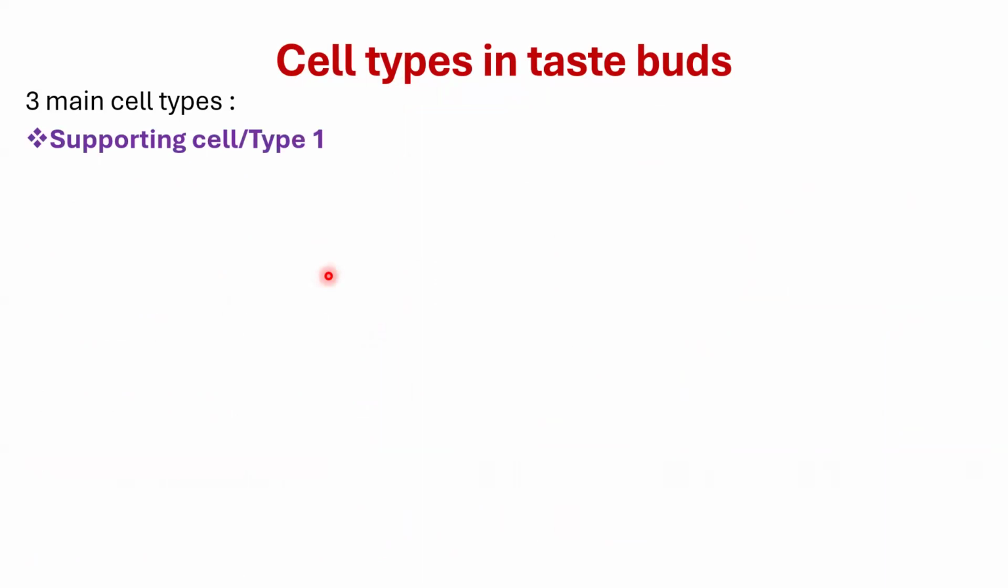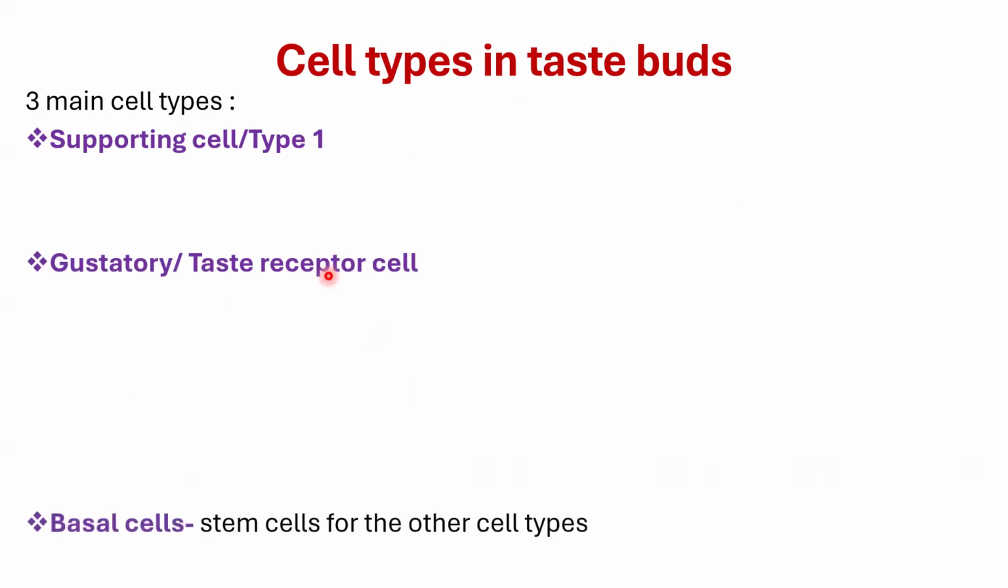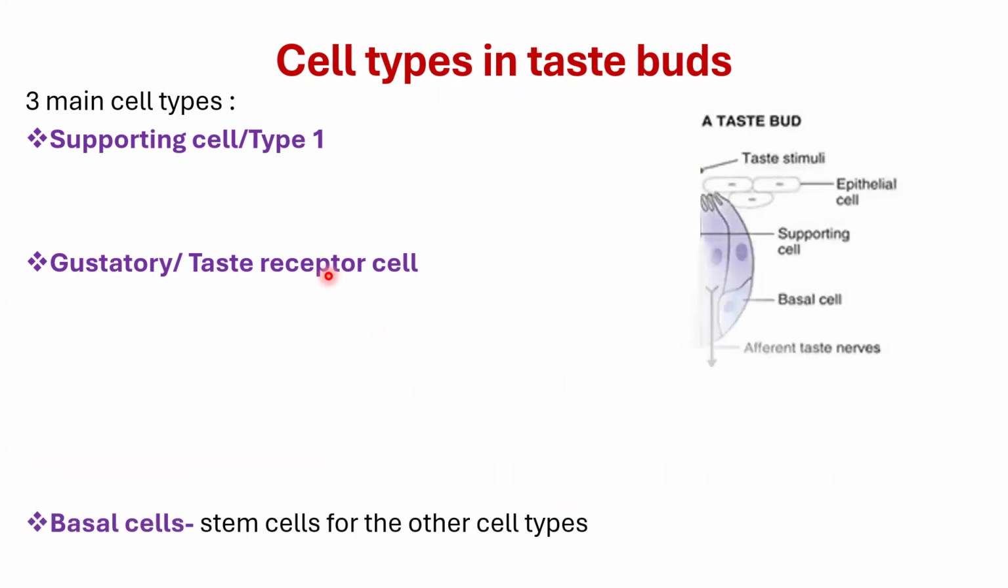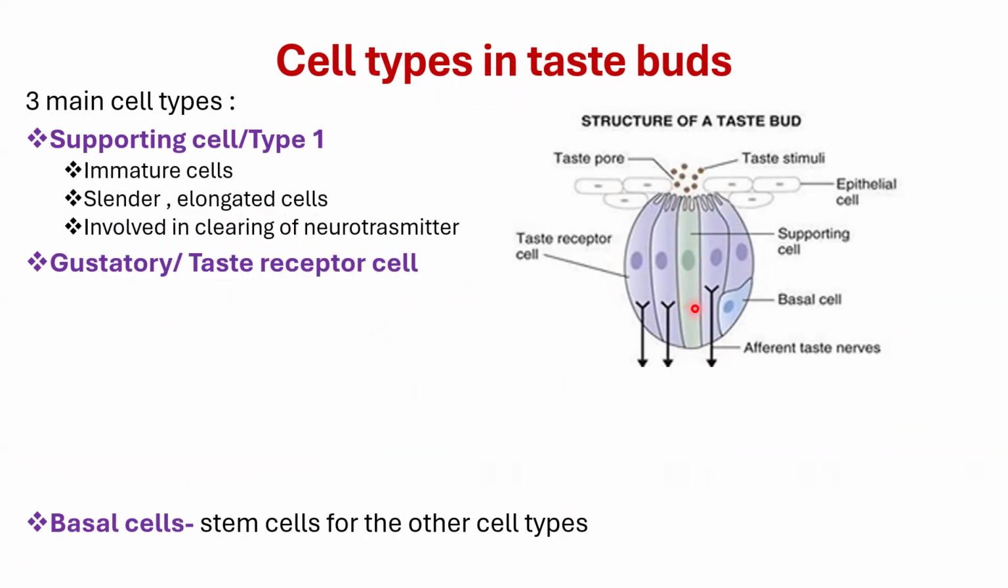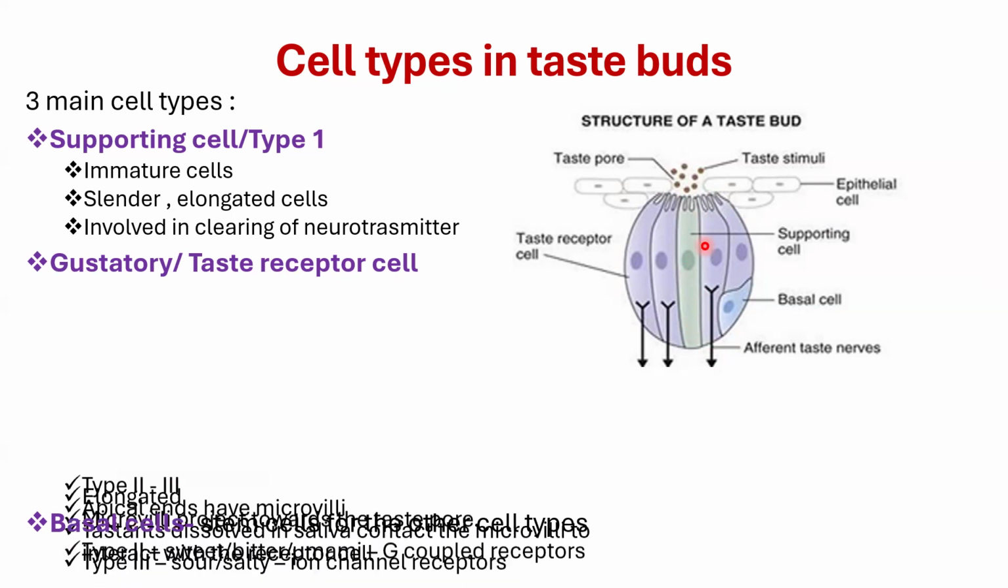As we've seen, we've talked about supporting cell type 1. Then you'll have gustatory cells, which are type 2 and type 3. And then you have the basal cells. So supporting cells, as you can see here, this is a supporting cell. And this supporting cell is actually an immature cell. It's slender and elongated, as you can see here. It is involved in clearing of neurotransmitters, and also things to do with nutrition and removal of waste through these neurons.